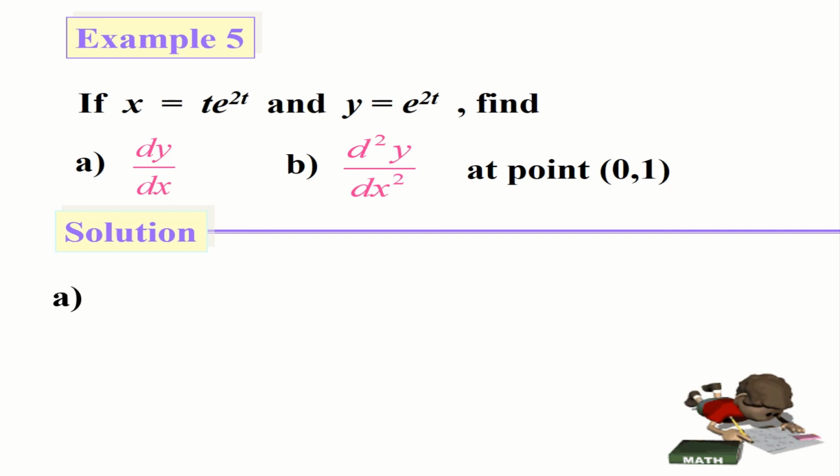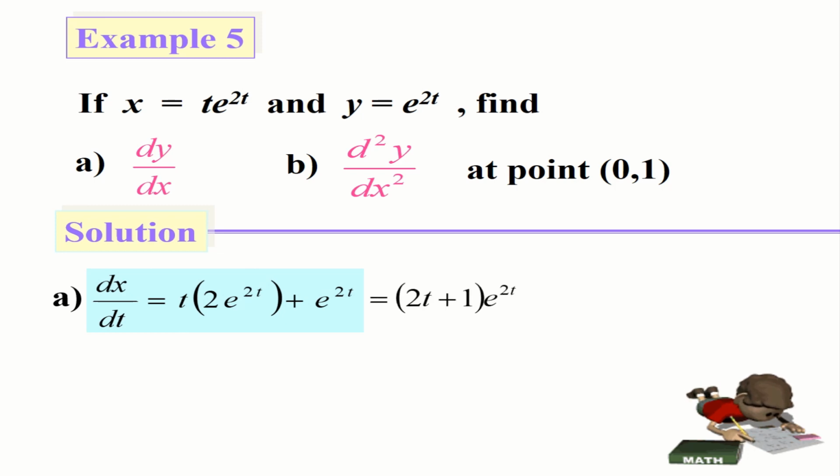Since x equals t multiplied by e power 2t, this is the product rule. Let u equals t, so u prime equals 1. v equals e power 2t, so v prime equals 2e power 2t. Then dx/dt equals t multiplied by 2e power 2t plus e power 2t multiplied by 1. Factoring out e power 2t, it becomes (2t plus 1) multiplied by e power 2t. So this is dx/dt. For y equals e power 2t, dy/dt equals 2e power 2t.